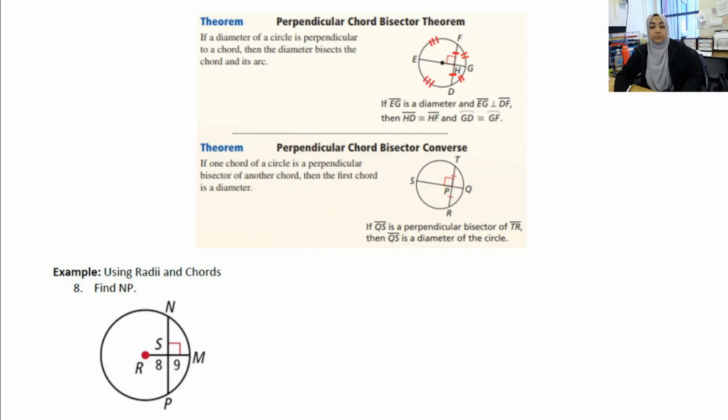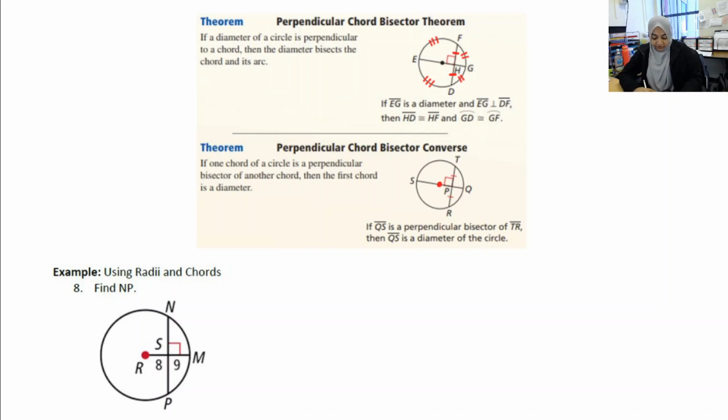So now let's take a look at the perpendicular chord converse. The converse said if one chord of a circle is a perpendicular bisector of another chord, then the first chord is a diameter. So if this ends up being a perpendicular bisector, then this segment right here has to be the diameter, which means it intersects at the circle.